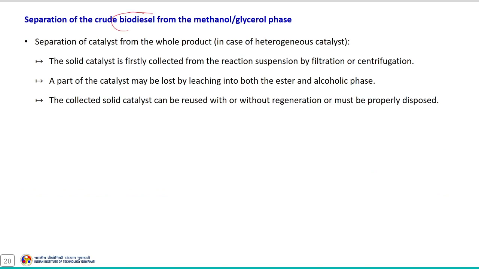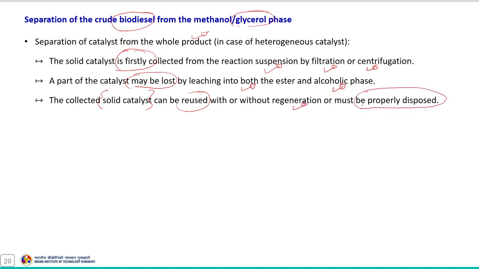During the separation of the crude biodiesel from the methanol and the glycerol phase, the separation of the catalyst from the whole product is important, because the solid catalyst first needs to be collected from the reaction suspension by filtration or the centrifugation technique. A part of the catalyst may be lost by leaching into both the ester and alcoholic phase. And this collected solid catalyst can be reused with or without regeneration, or may be disposed of properly. This separation of catalyst from the whole product is part of the discussion when the heterogeneous catalyst is used during the transesterification process.